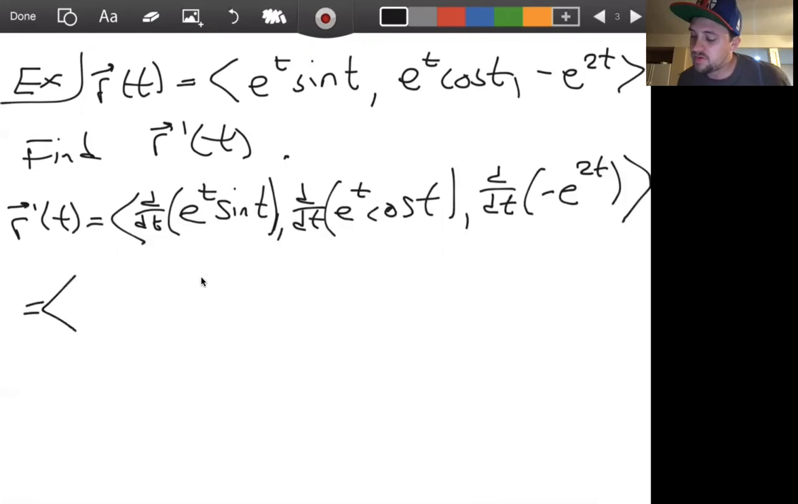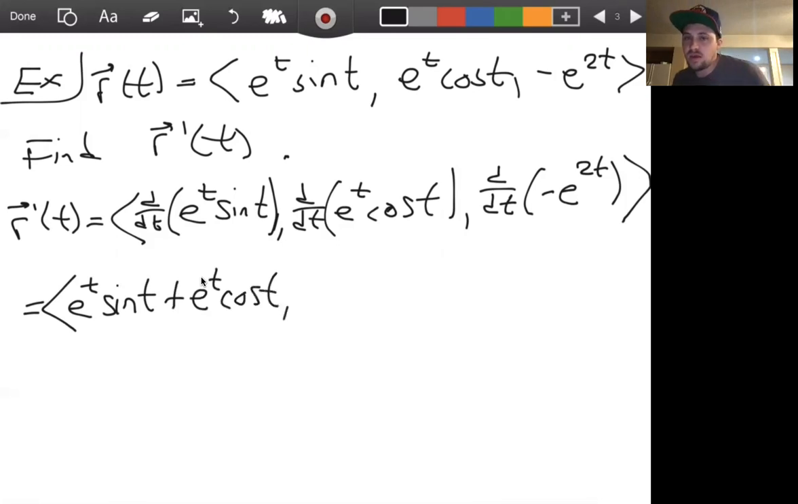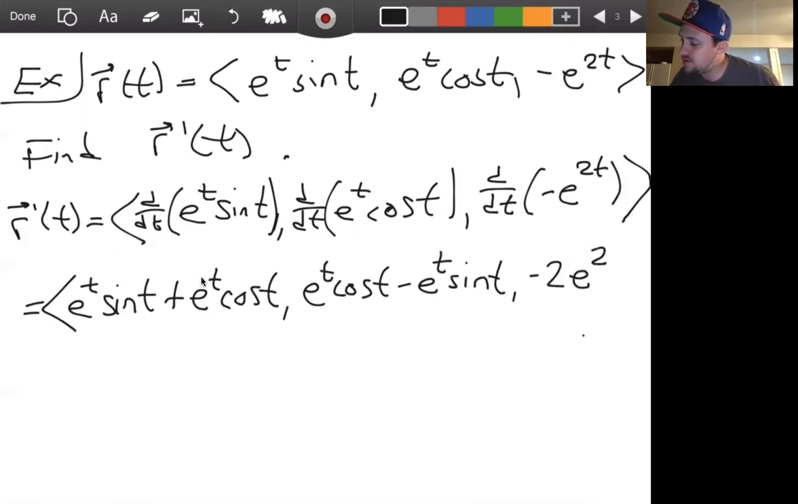The derivative of the first component, you can see, is going to be a product rule. So we go derivative of the first times the second, so e^t sin t, and then plus the first times the derivative of the second, so e^t cos t. Use the product rule again, but now for e^t cos t, it looks like we're going to get e^t cos t minus e^t sin t. And here we use the chain rule to get that the derivative is negative 2e^(2t).